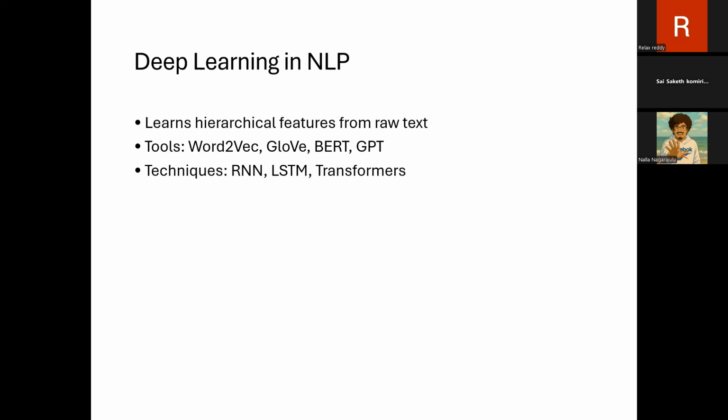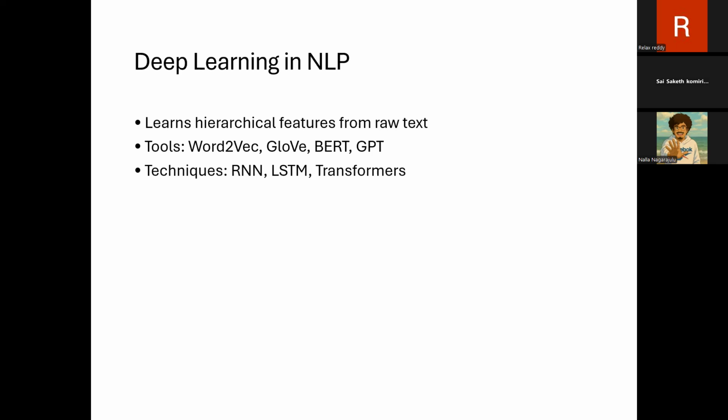It starts with word embeddings, Word2Vec and GloVe, that turn words into high dimensional vectors, capturing relationships between words based on usage. For example, the vector for king minus man plus woman gives you something close to queen.